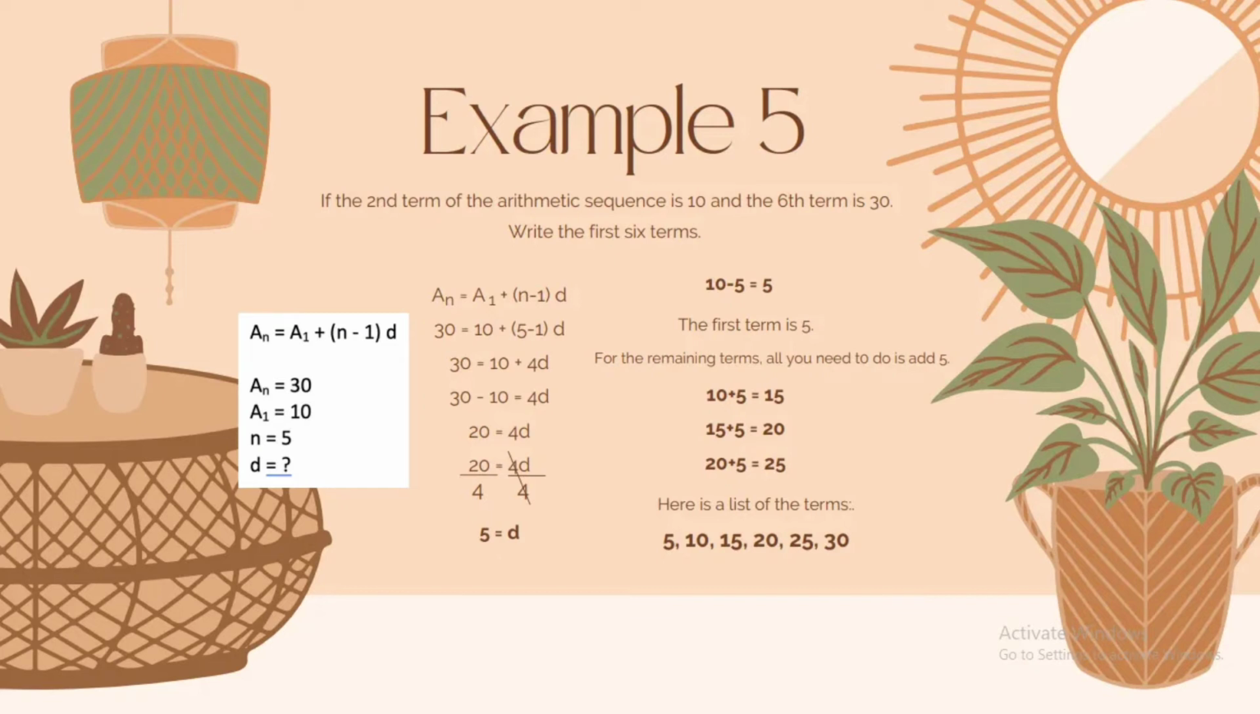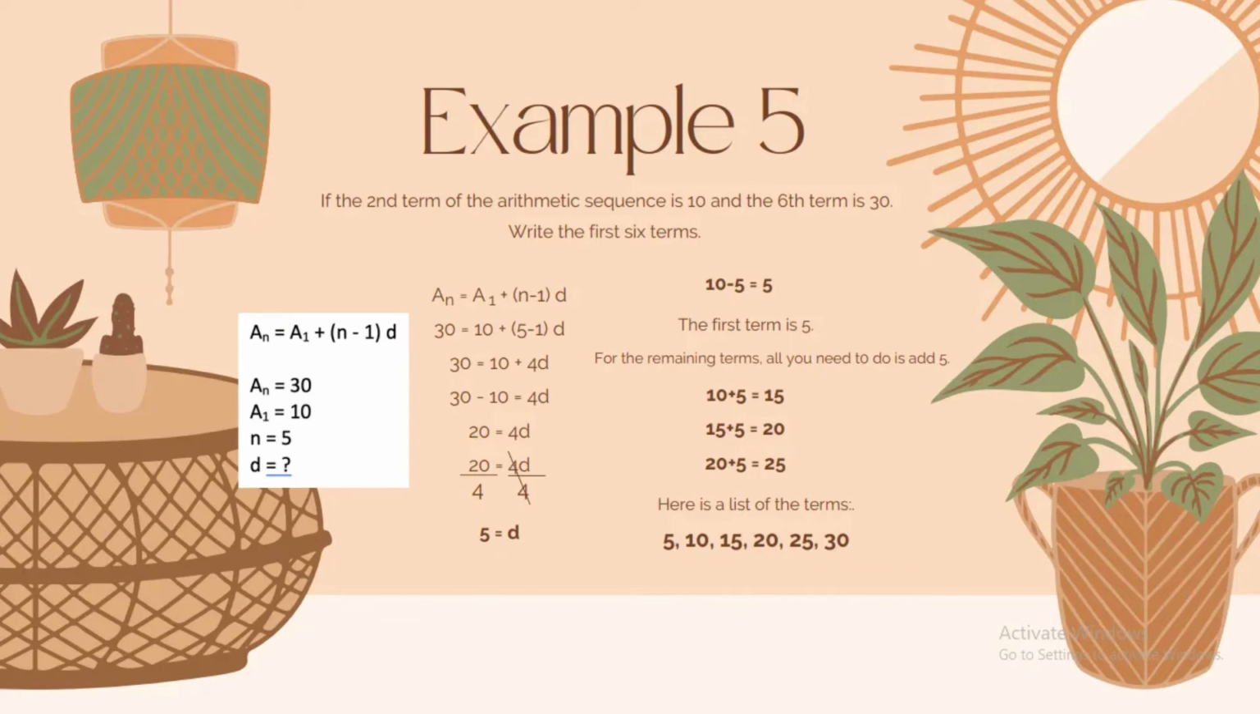So we have here 30 is equal to 10 plus the quantity of 5 minus 1 times d. The first thing that we're going to do is to subtract 5 by 1. So we're going to have 30 is equal to 10 plus 4d. Next thing we're going to do is to transpose 10 to the other side. So we're going to have 30 minus 10 is equal to 4d. The next thing, subtract 30 by 10. So we're going to have 20 is equal to 4d.